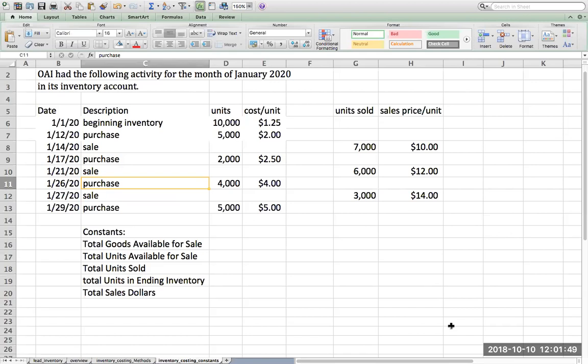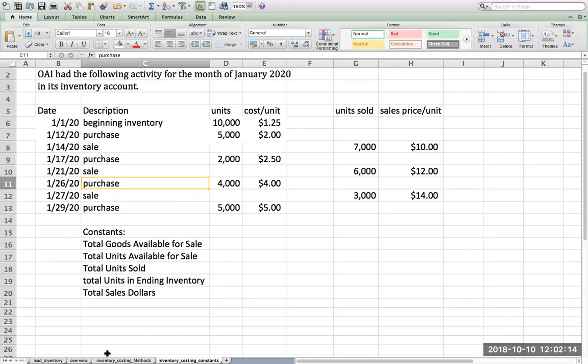So what I'm going to be doing is working through a particular problem, which is right here, and this is OAI. In this particular problem, we're going to work through all of the different methods. And I'm going to try to keep it in a couple different parts. And so what I want to do on this first part here is to show you the constants.